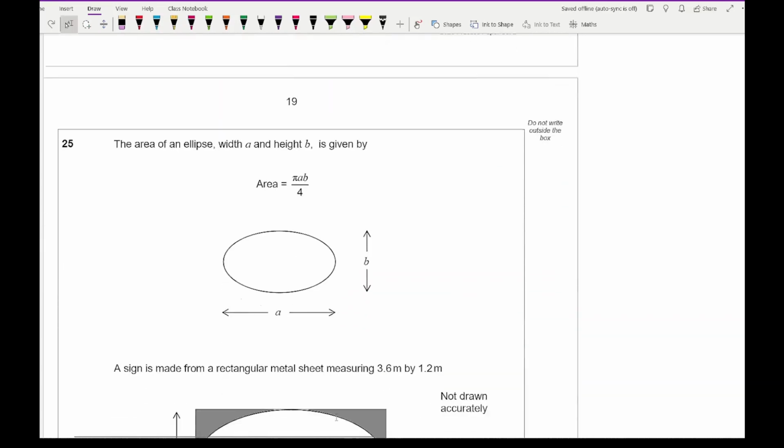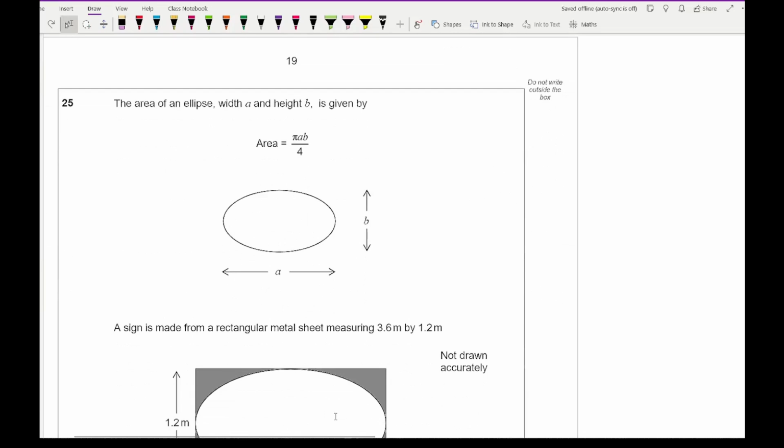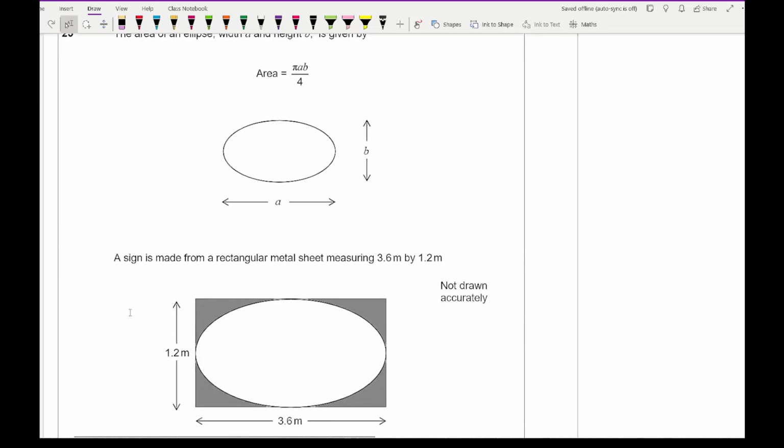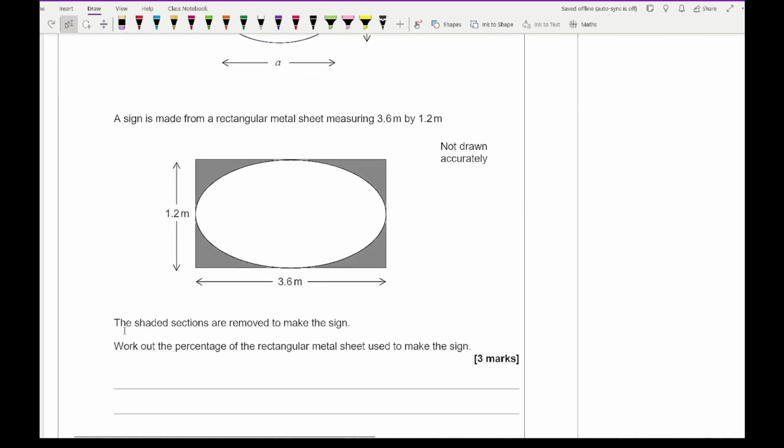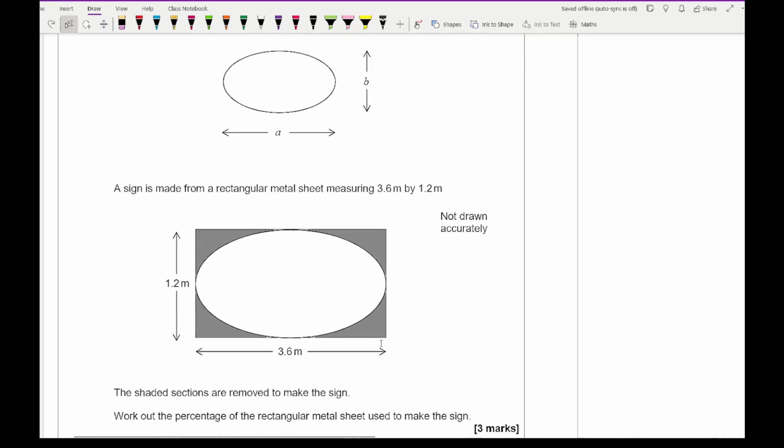Moving on to question 24, it says the area of an ellipse with width A and B is given by, and we've got this formula. The sign is made from a rectangular metal sheet measuring 3.6 meters by 1.2, and the question is asking us that the shaded area sections are removed to make a sign. Work out the percentage of the rectangular metal sheet used to make the sign.